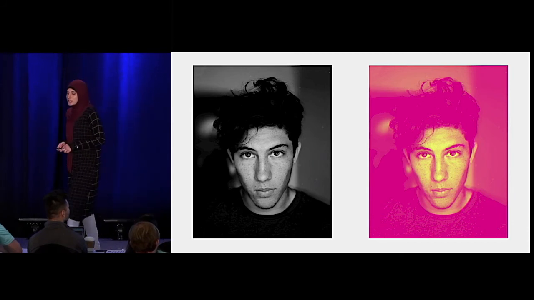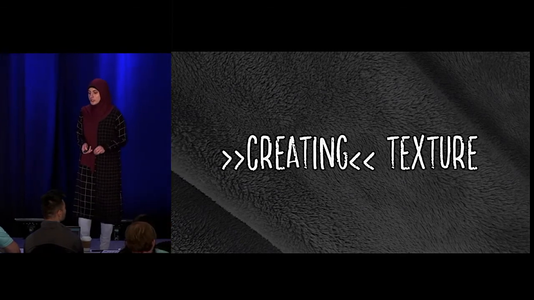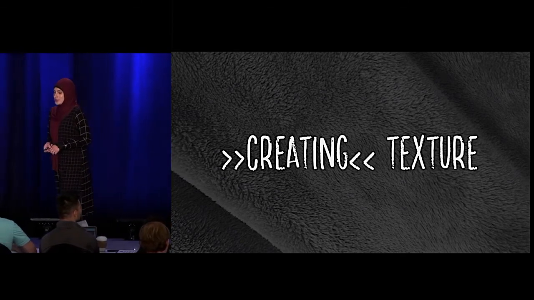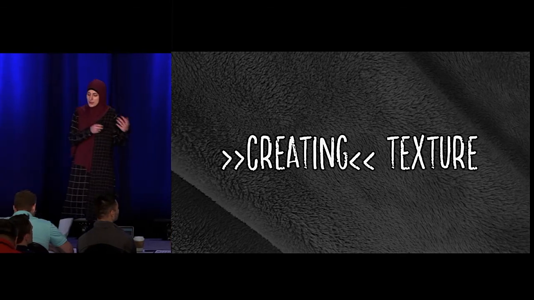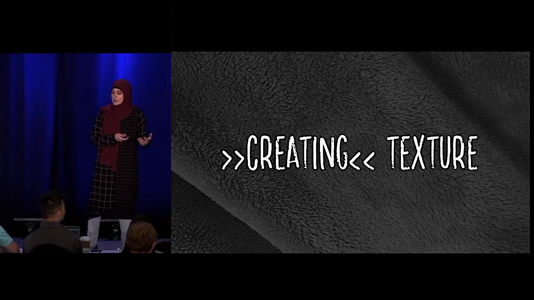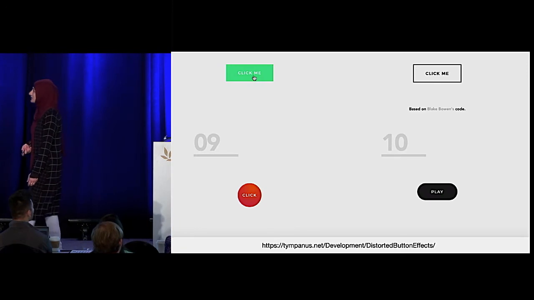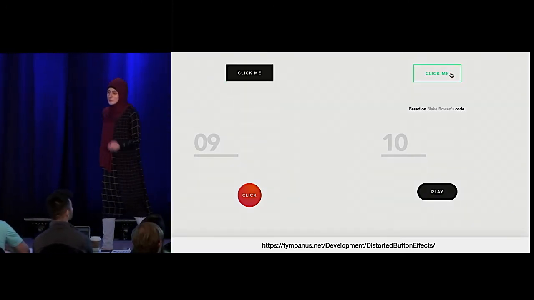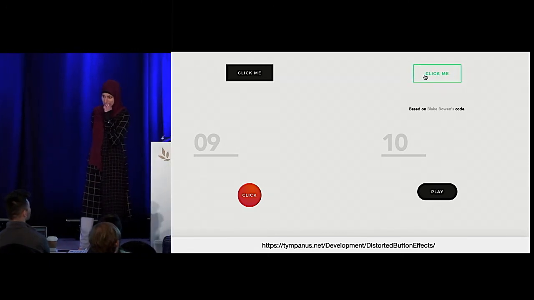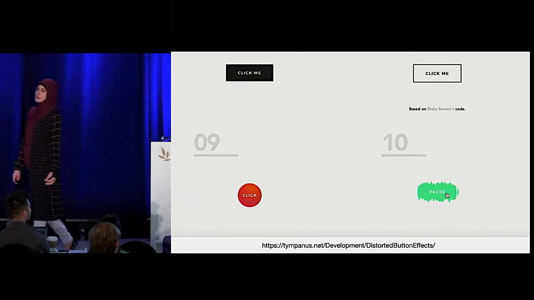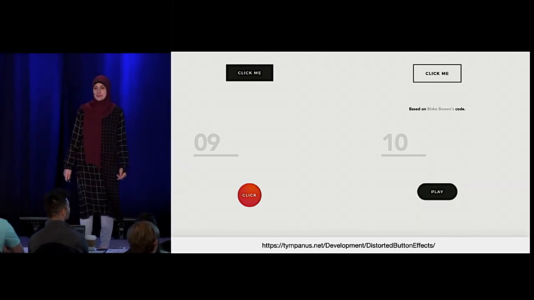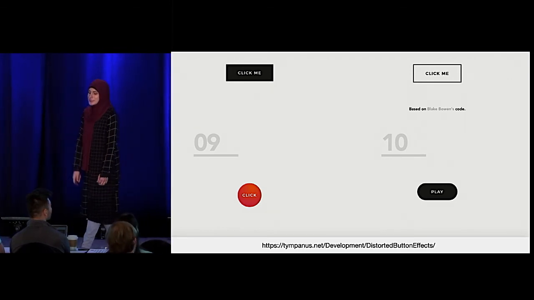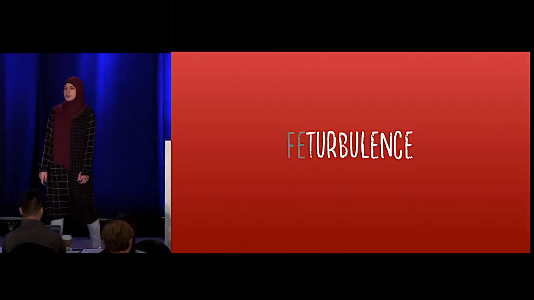Now, in addition to applying texture to elements, SVG filters can also generate rich textures using noise. Textures that can then be applied to other elements and can also be animated to achieve effects such as these. Yep, that's SVG filters in action, or animated SVG filters applied to HTML elements. Now, this can be done using the FE turbulence primitive.